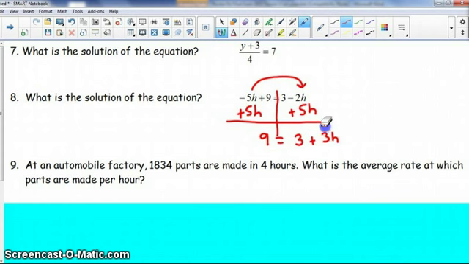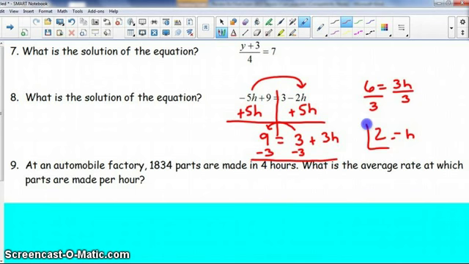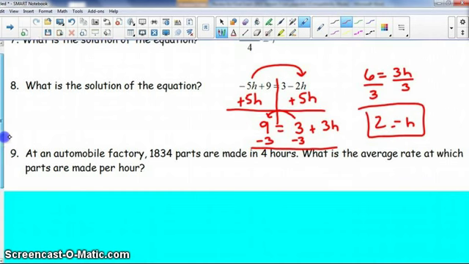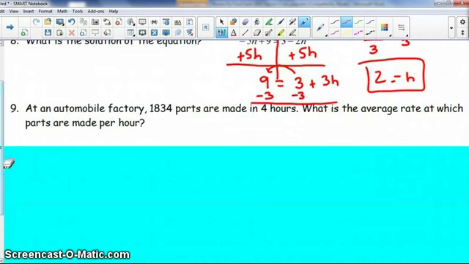Well, now I've got to get everything away from the h, so this 3 needs to move over, and I'll move it over by subtracting it. And I end up getting 9 minus 3 is 6 equals 3h. Divide by 3, and we are left with h equals 2. Again, you could substitute this 2 back in everywhere you see h and see if you get a true statement. And if you do get a true statement, you know that you did it correctly.